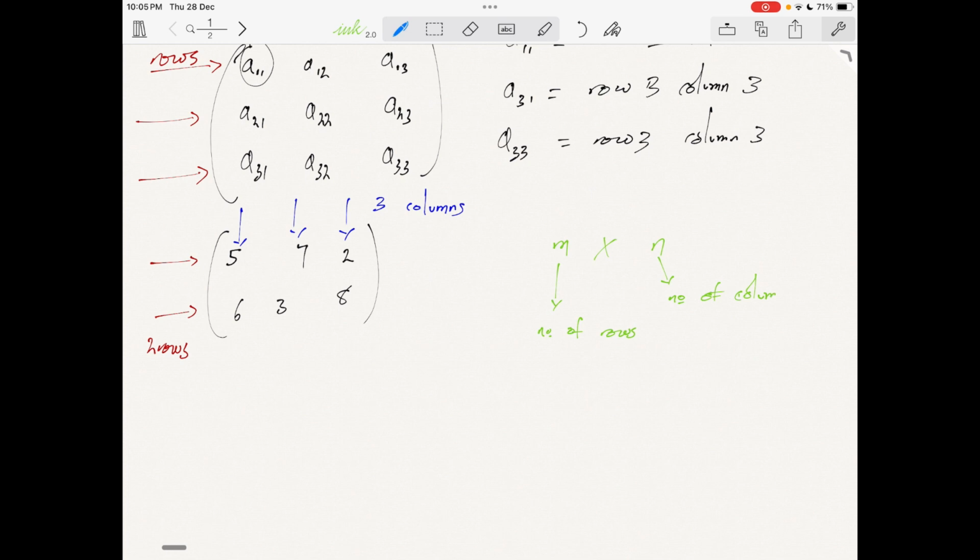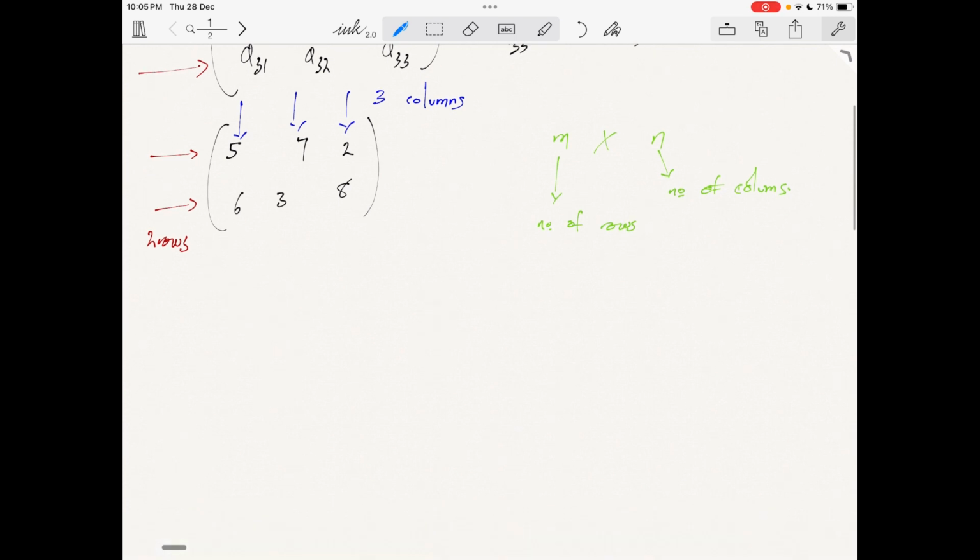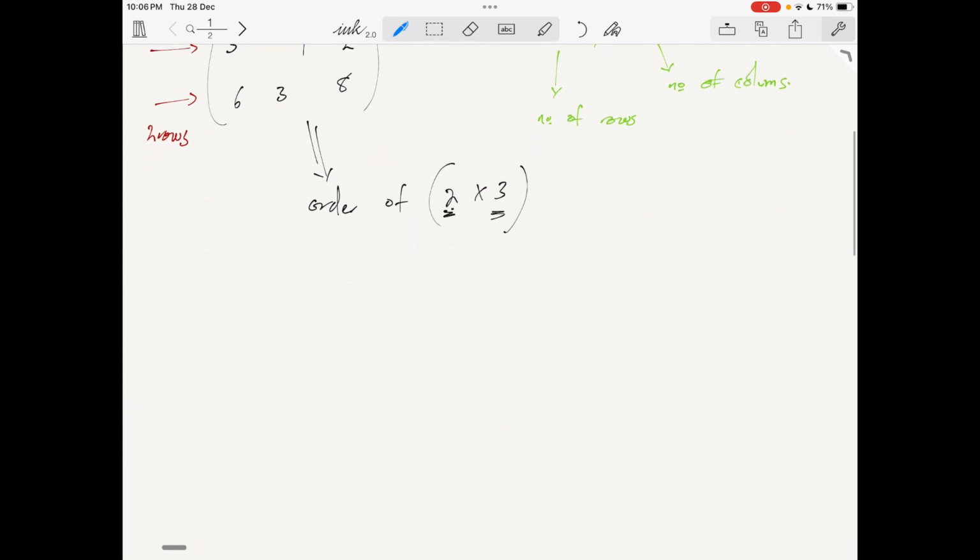So in this case we are saying the matrix 5 7 2 and 6 3 8 is of the order 2 by 3, because it has 2 rows and it has 3 columns. So it is very important.